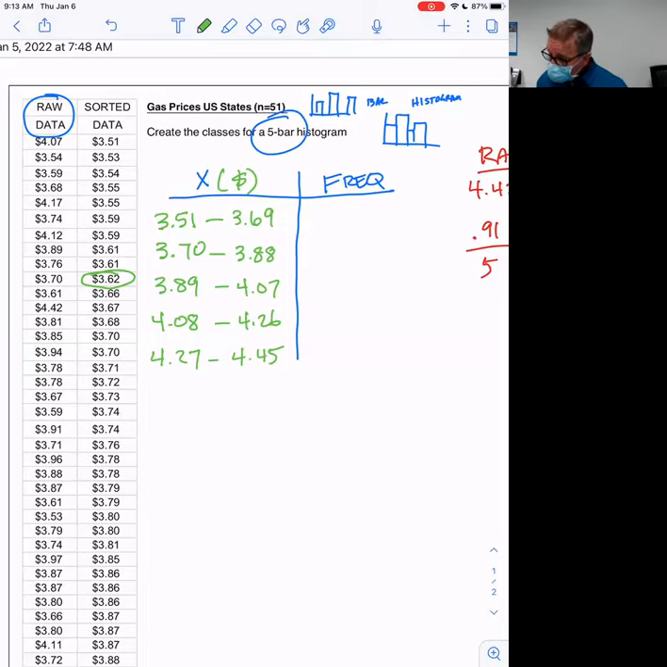And because they're in order now, they're actually not that hard to count. Do you agree with that? Let's see. 3.69. So there's my first ones. 1, 2, 3, 4, 5, 6, 7, 8, 9, 10, 13. I got 13 of those.